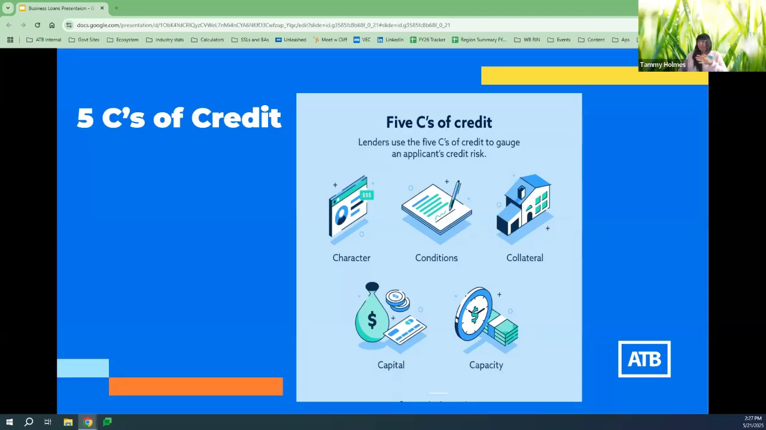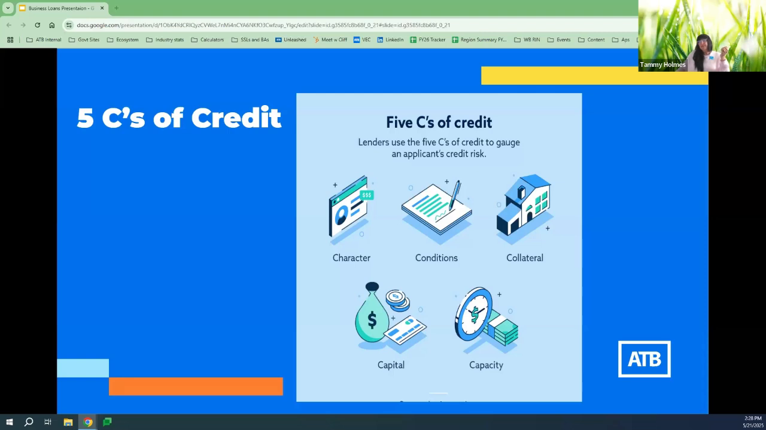Conditions can be external factors that can impact your ability to make a loan repayment. So economy, interest rates, the terms of the loan, all of those sorts of things. So those are conditions we look at when we're writing a loan. Capital is any assets that you have upfront that we could have a look at, personal investments, savings, stuff like that. We like to see what capital we're working with when it comes to lending.